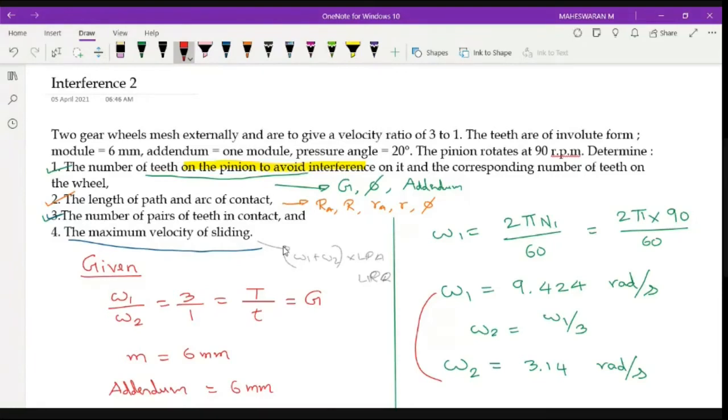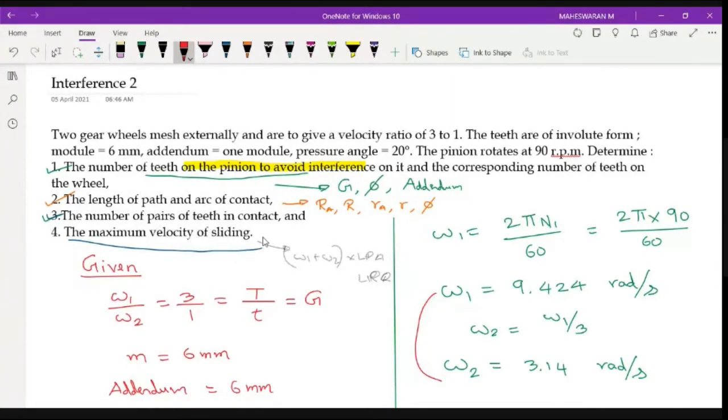Whichever is maximum, we will put that. That is enough. If they ask what is the sliding velocity for both, then you have to do it separately. Yes, sir, this problem is for 16 marks. Yes, 16 marks. If both the interference concept and the length of arc of contact are combined, they will give 16 marks. This entire problem is for 16 marks.